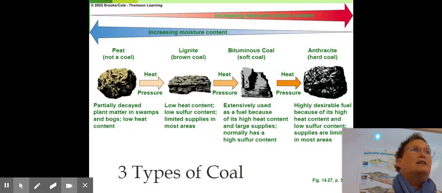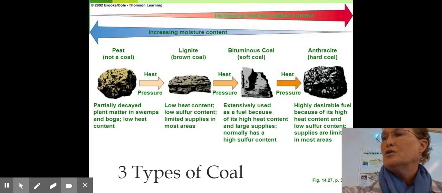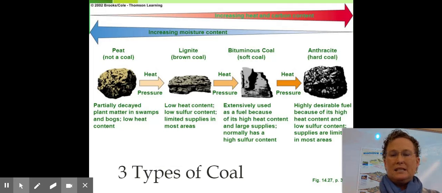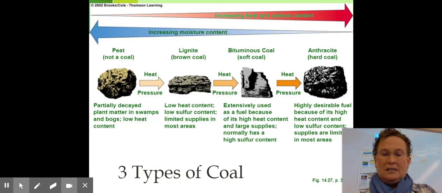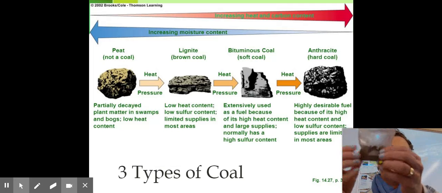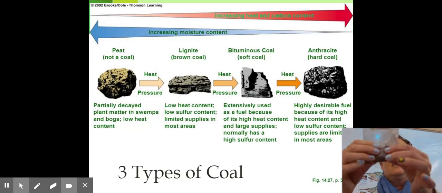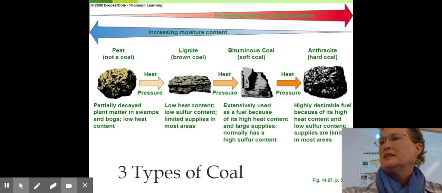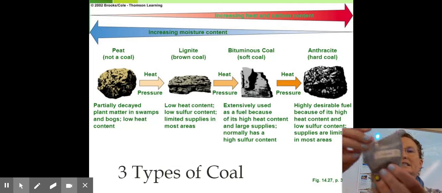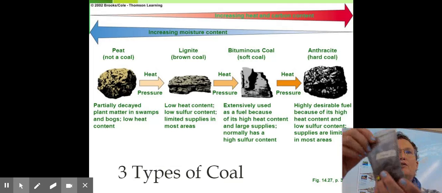Okay, I'm going to skip that. All right, so the types of coal. Remember we were talking about how we have peat that is not coal. So I have some peat in a bag here. And this is plant matter in swamps, and you can burn it. It's very, very dirty. Then the next one is lignite, and lignite is brown coal.